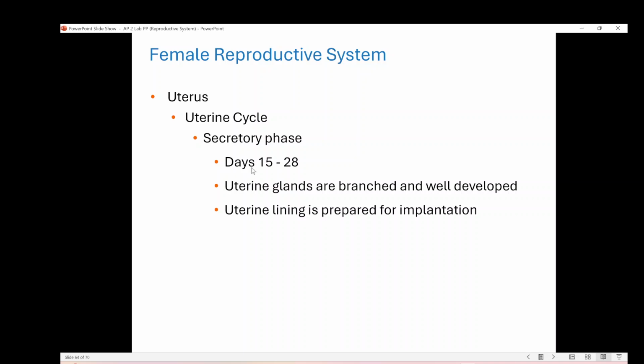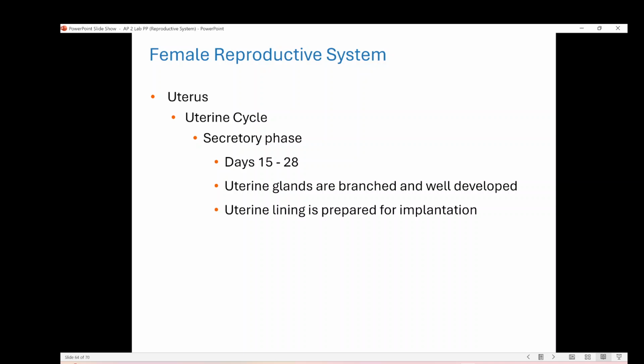At day 14, there would be ovulation, right? So we kind of skipped over day 14, if you noticed. And then from day 15 to day 28, the second half of the month, we're going to get what we call the secretory phase. At this point, the uterine glands become more branched and more well developed, and the uterine lining is nice and thick for implantation.